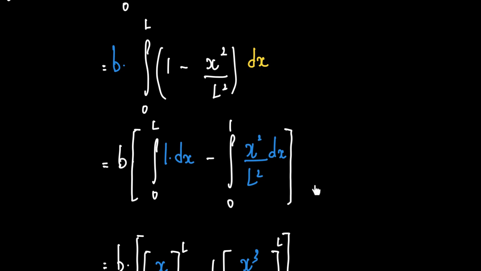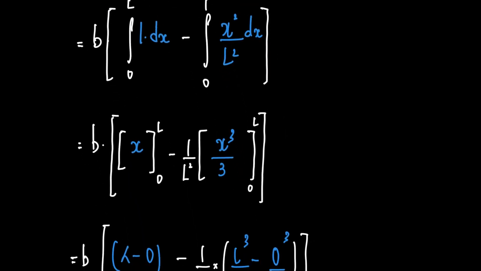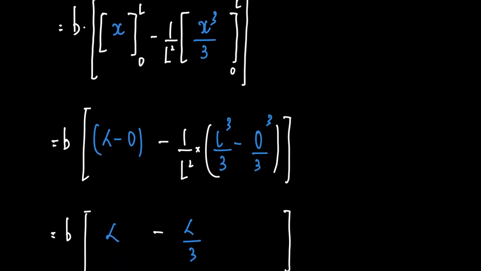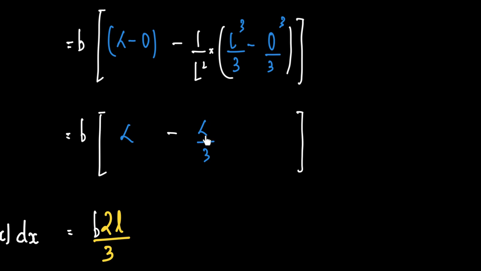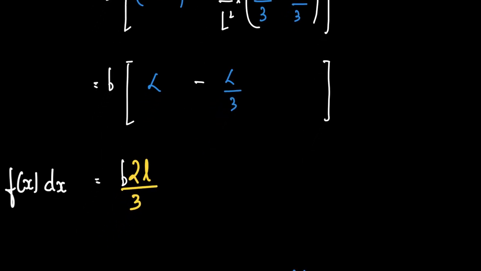This integrand can be split into two halves. Integral 0 to L 1 dx minus integral 0 to L x square by L square dx, which gives us b into integral of 1 is x varying from 0 to L, minus integral of x square is x cubed by 3 varying from 0 to L. L is a constant, so I'll take it out of the integrand, 1 by L square. Then what we get is, applying the limits, x becomes L minus 0, minus L cubed by 3 minus 0 cubed by 3. That becomes L minus L by 3, which is equal to 2L by 3. So that becomes 2Lb by 3.